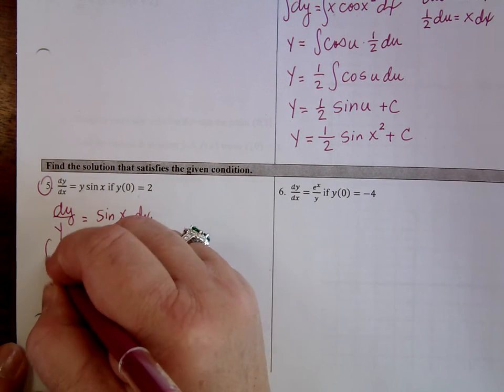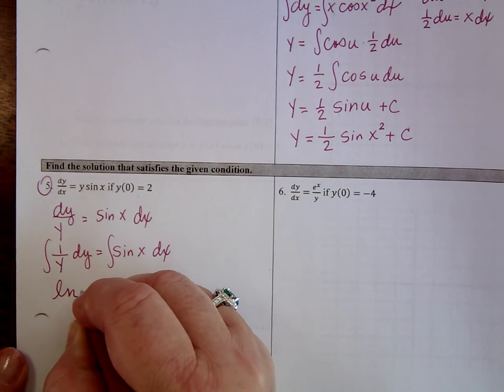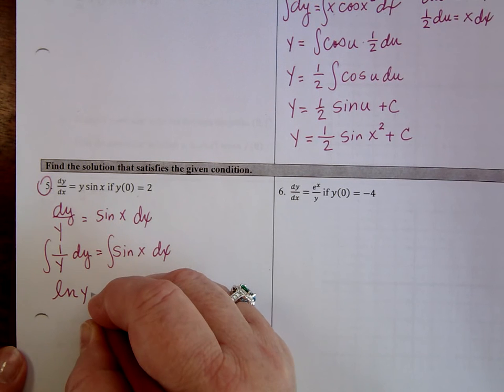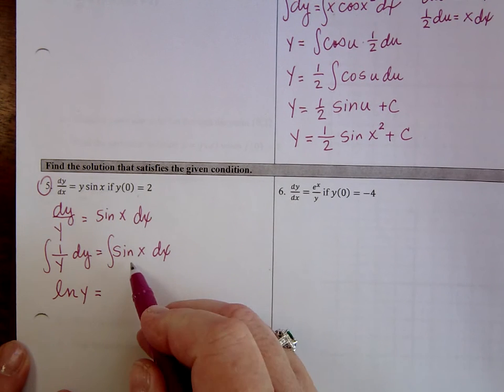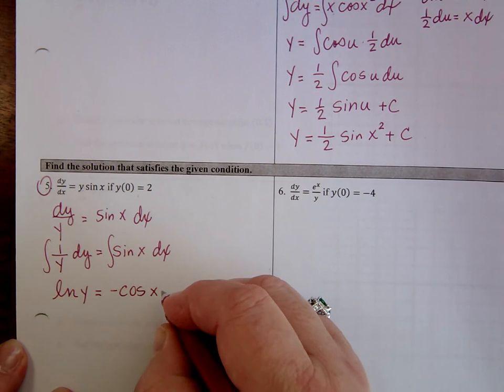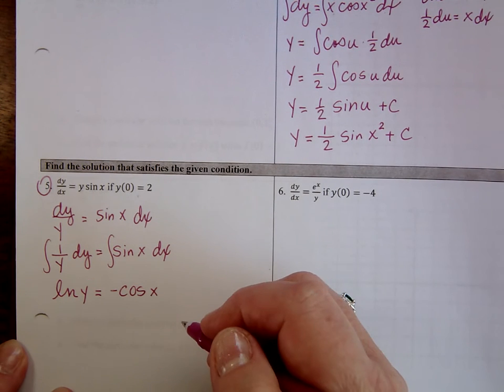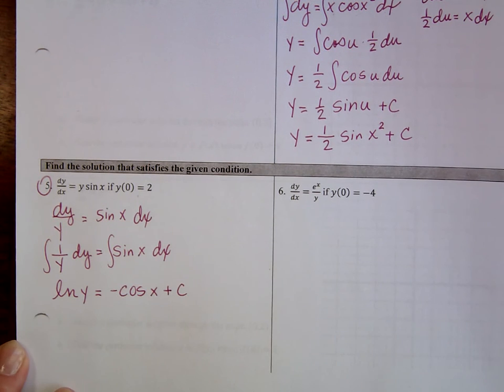Here's where I go, integrate, integrate. Well, 1 over y is an ln. So this is the ln of y on the left. I'm not going to put the plus c with that because it's got the ln involved. I'll toss the plus c on the right. And if I take the integral of sine, it's negative cosine. And then I don't have anything on my angle that I need to divide by. So I'm just going to put my plus c over here.